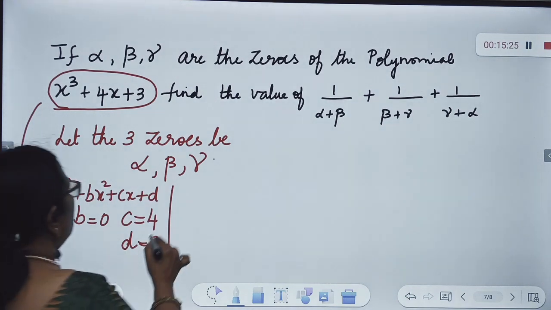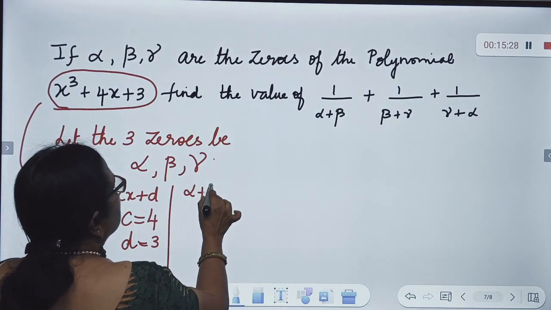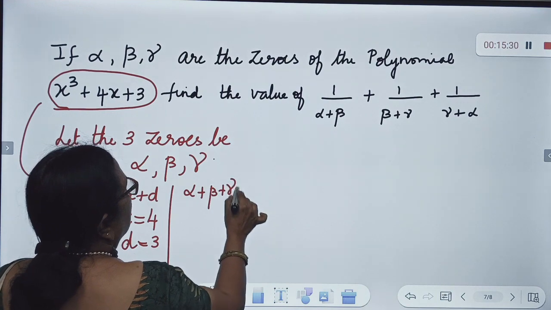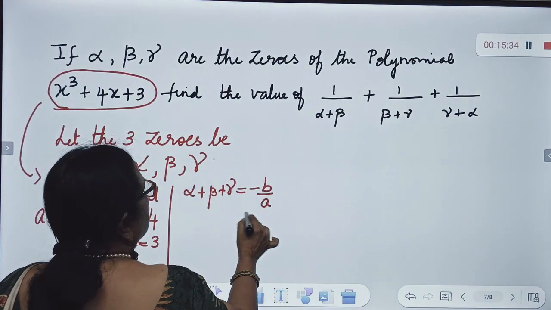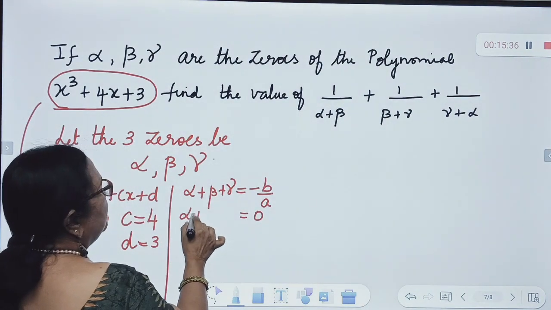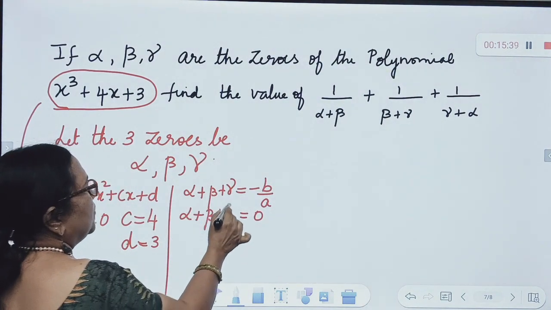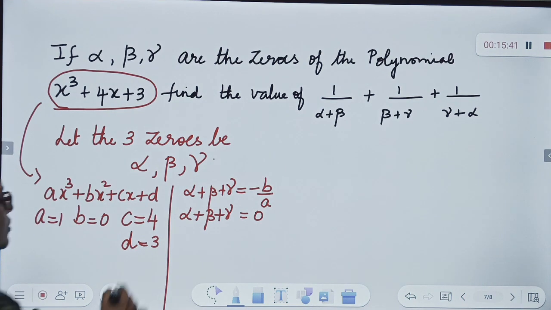Right? Now, what will be alpha plus beta plus gamma? It will be minus b by a. But b is 0, so this is 0. So, alpha plus beta plus gamma equal to 0.